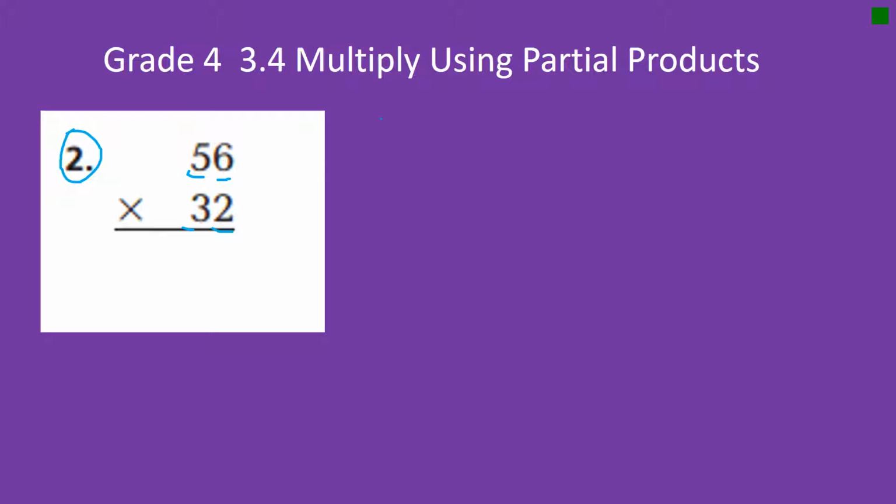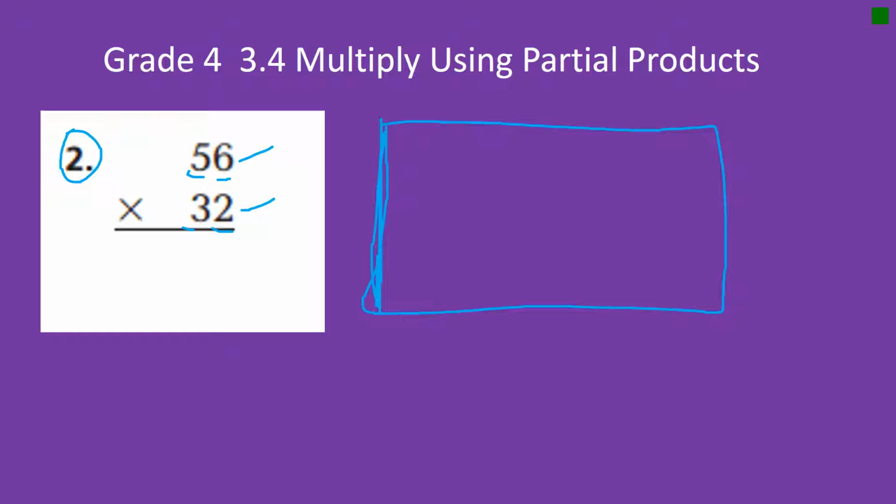Now, you are accustomed to using partial products when you make them with the rectangles when you have 1 digit times 2 digits, but now we have 2 digits times 2 digits. Okay, so we're going to have to break apart both 56 and 32 by place value. On this side with the rows, since it's shorter, we'll make that one 32.